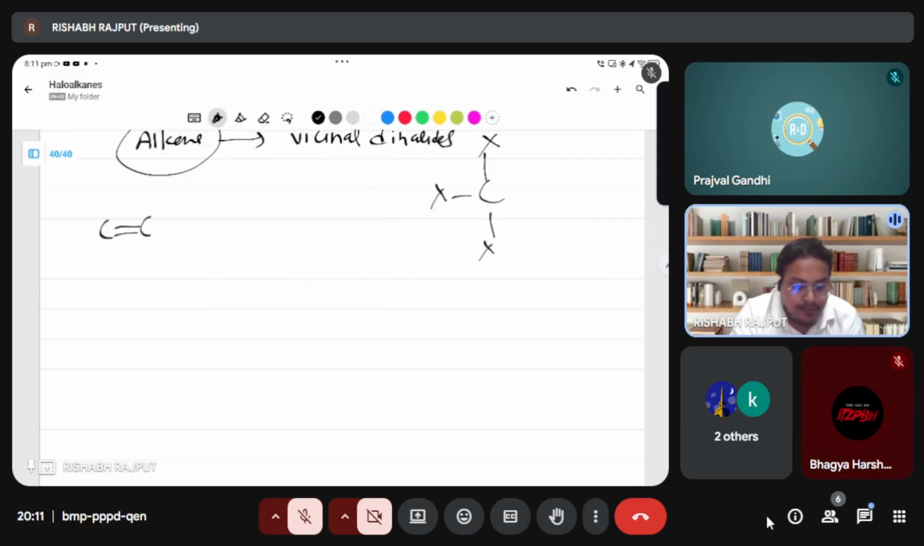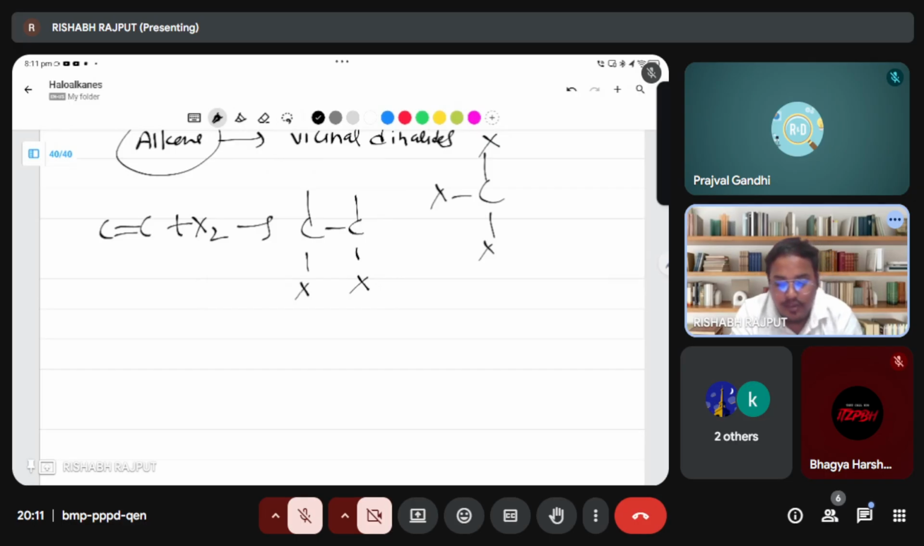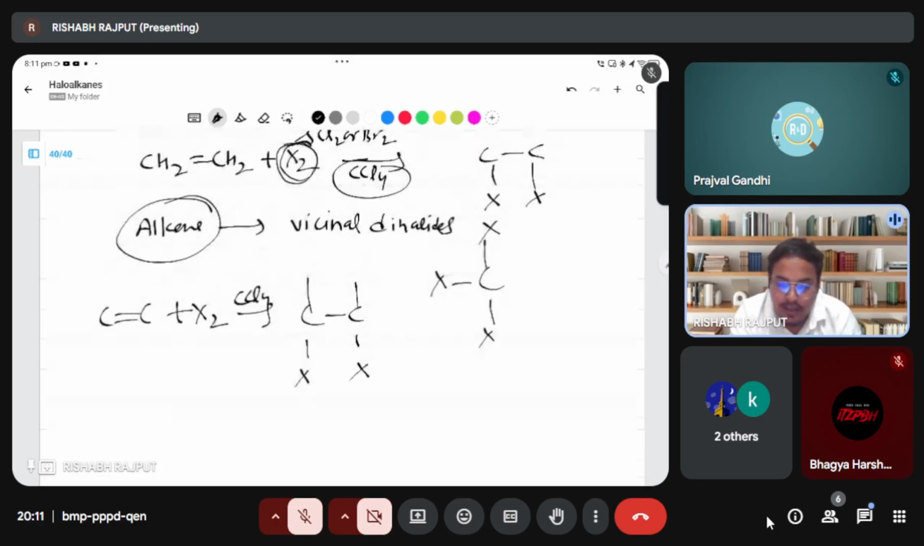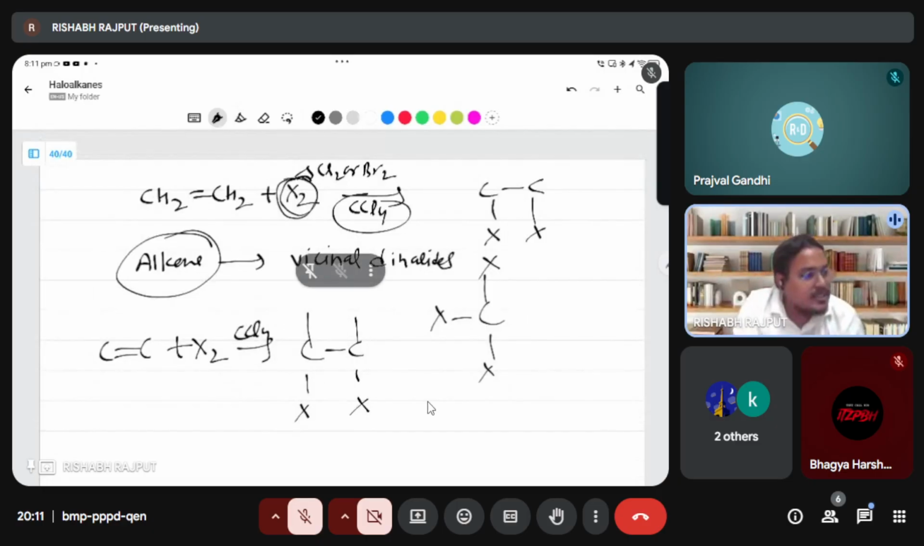When you have a double bond between the carbons and you apply X2 in the presence of CCl4, you will get vicinal dihalides. Meaning on both carbons you will get the halogen group X. That is called vicinal dihalides. Please write this down and understand this concept.